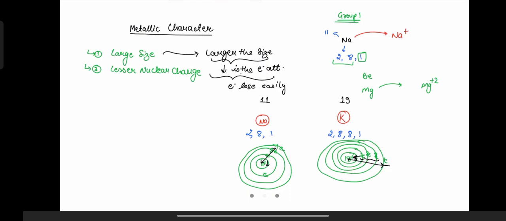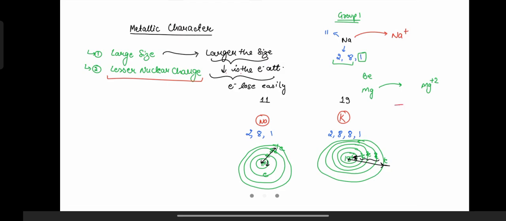Okay, now what about the nuclear charge? What will happen if there is a lesser nuclear charge? Let's see. This was the case when I was moving top to bottom in a group, and I see that when moving top to bottom in a group, my metallic character should increase. Why? Because the size is increasing, right?